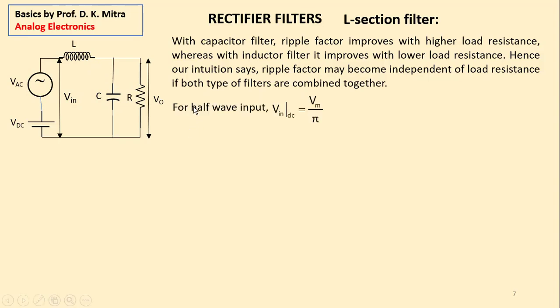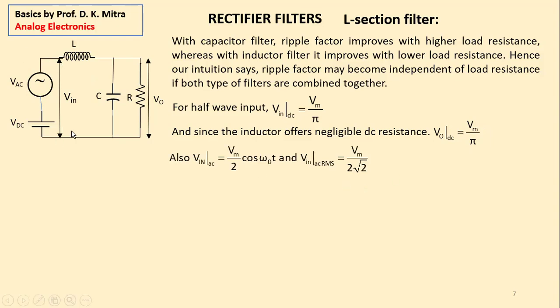First, we start with half-wave input. Half-wave input, DC is Vm by pi, no doubt. And if this is Vm by pi here, the output DC here is also Vm by pi, because the capacitor does not conduct DC and the impedance of the inductor for DC is negligible. So the output DC is also Vm by pi. Finally, the ripple factor is output AC by output DC. So output DC we got. Let us now find out what the output AC is.